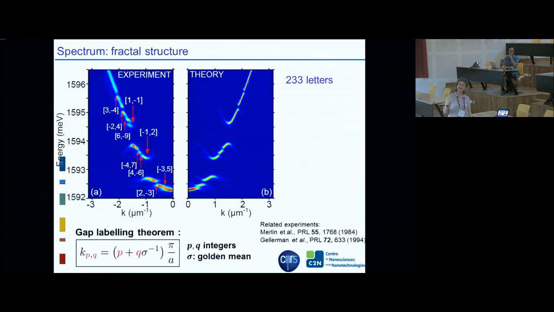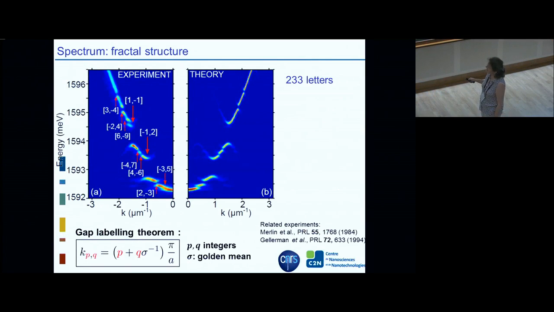Okay, so this is what we observe. This is the experiment, and these are the calculations done in the group of Eric Akkermans. You see that we have actually a quite complicated band structure. We have 3 bands and 2 gaps, and then you see that inside these bands, we have additional gaps. So what we did in this experiment is actually label all the gaps. We were able to find these 2 integers and see indeed that we could use this gap labeling to really see where these gaps are.